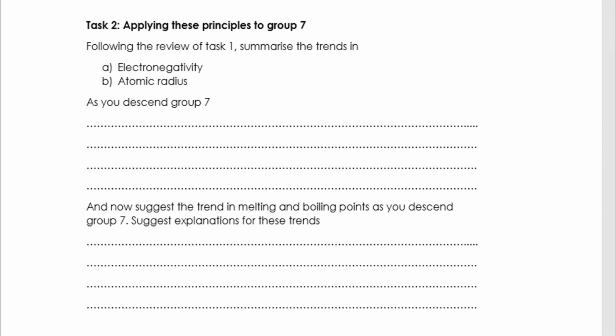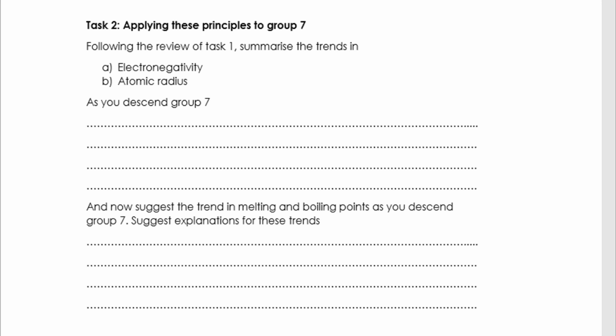And this might seem a little bit repetitive, but we've spoken in general terms across a period and down a group. So what could we say about electronegativity and atomic radius down group 7? And there's also an opportunity here to think back to the bonding topic, where we can think about the trend in melting points. Do your best to have a go at each of these three and then review your answers. So pause.